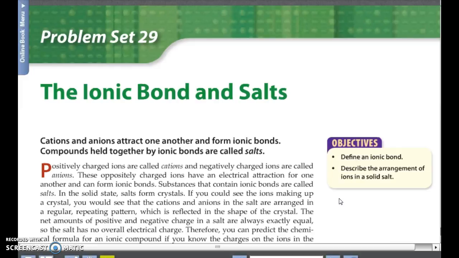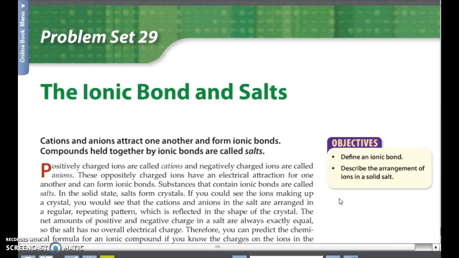Substances that contain ionic bonds are called salts. In the solid state, salts form crystals. If you could see the ions making up a crystal, you would see that the cations and anions in the salt are arranged in a regular, repeating pattern, which is reflected in the shape of the crystal, so that nice cube. The net amounts, so the total amounts of positive and negative charge in a salt are always exactly equal.